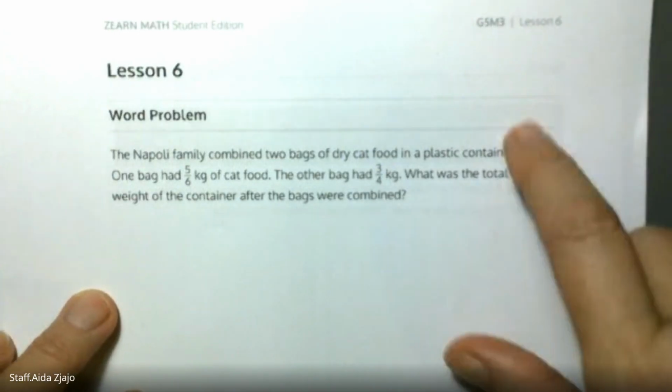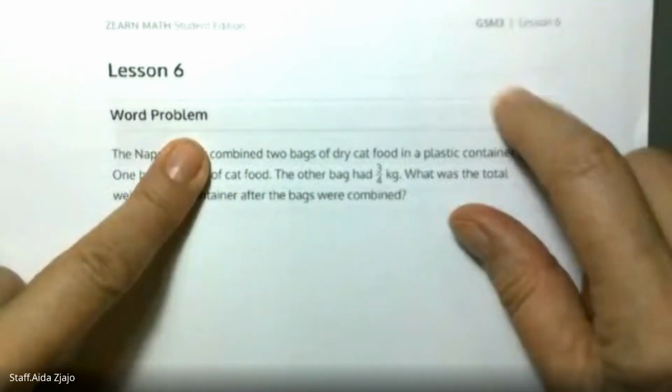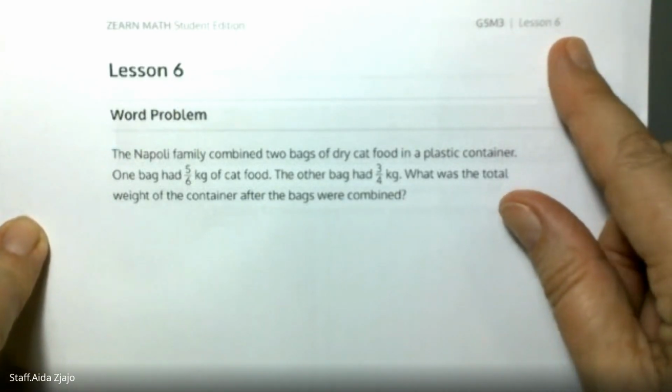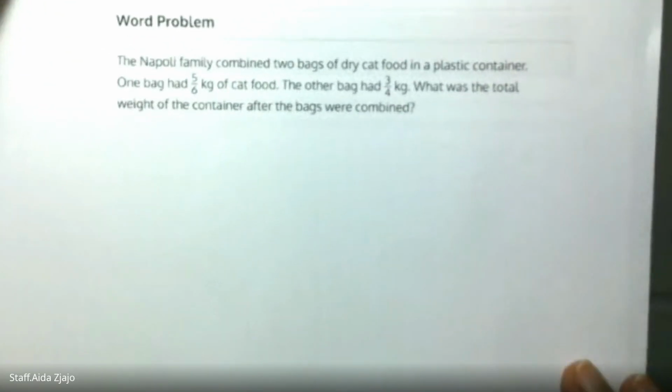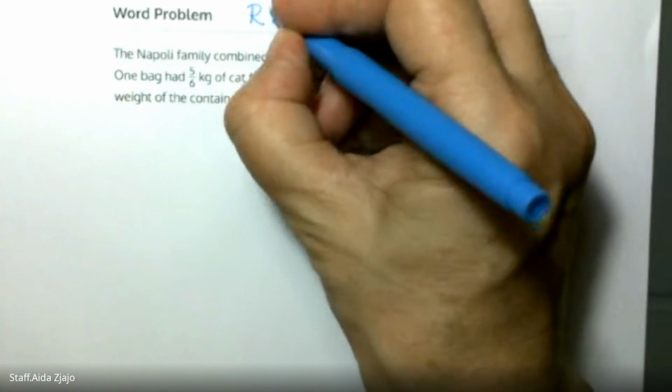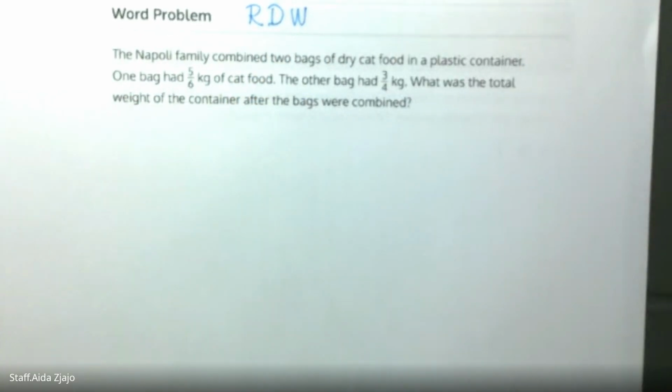Today, we're going to do a word problem on grade 5, mission 3, lesson 6. We're going to use the strategy: read, draw, and write. First, we need to understand the question.